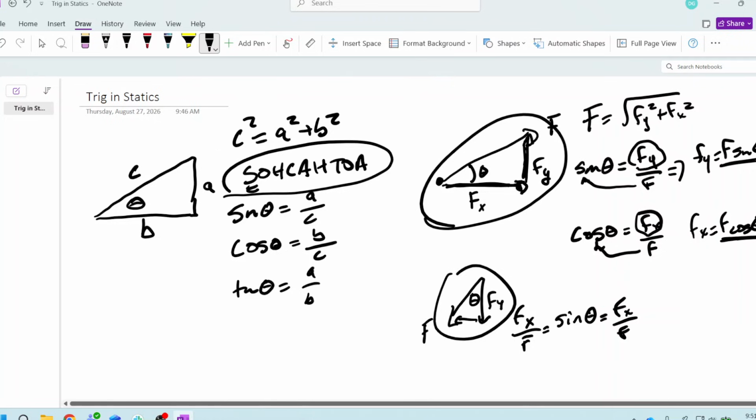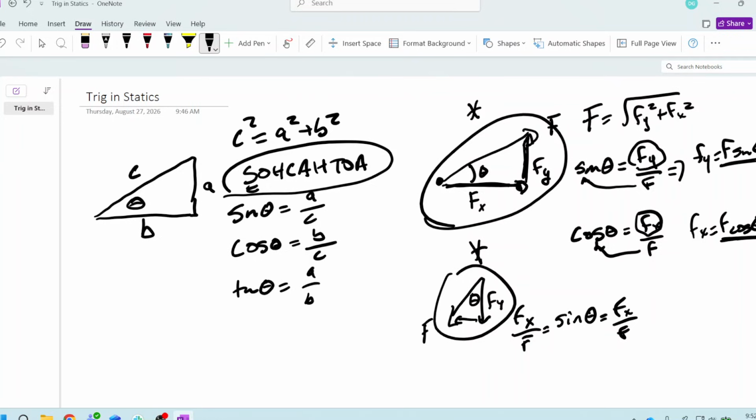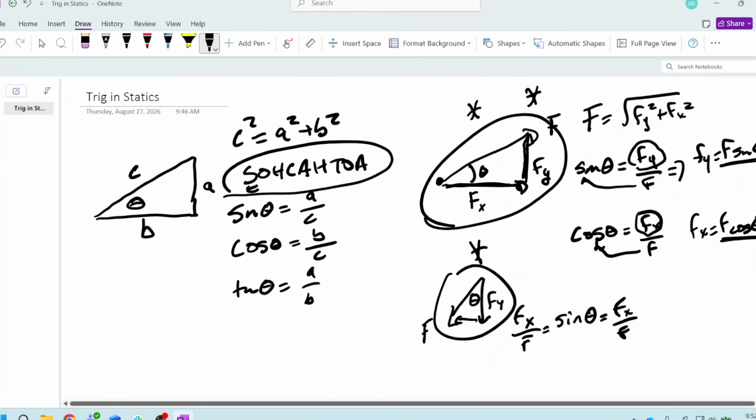So make sure you understand SOHCAHTOA, and make sure that for the triangle that you draw, you're staying consistent. That's the key. And what we'll see in statics is that the answers we come up with numerically have to match our drawings. So just be careful and practice, practice, practice.